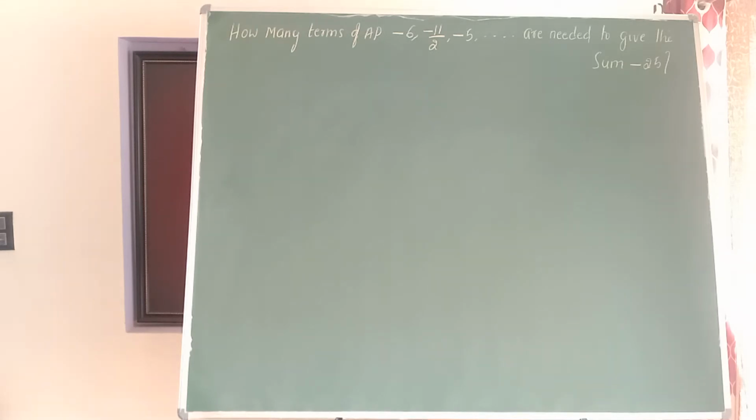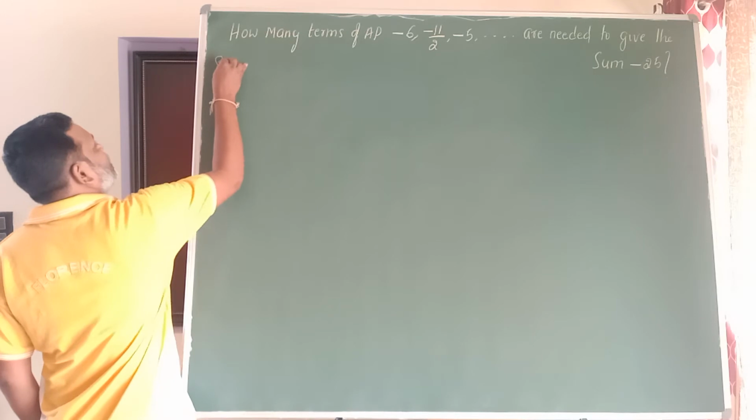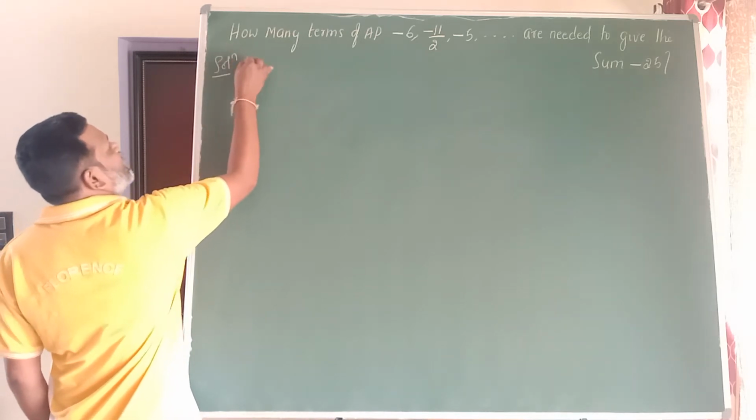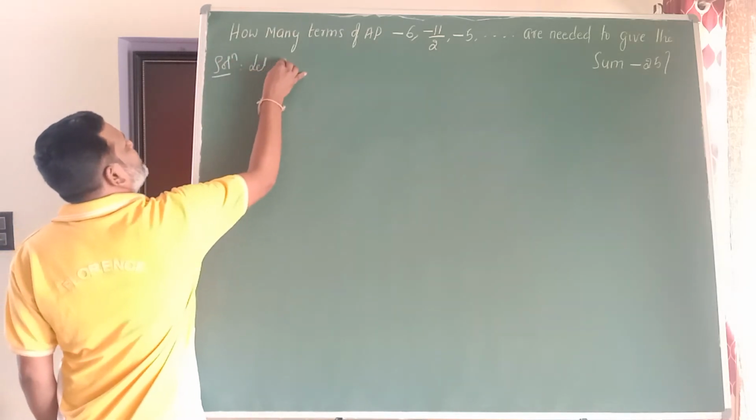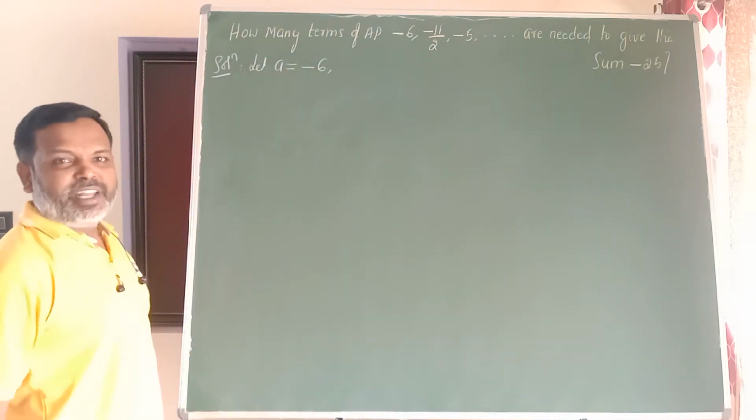So what is the question here? How many terms of the AP minus 6, minus 11 by 2, minus 5, and so on are needed to give the sum minus 25? So this is an arithmetic progression. First, we wish to collect the first term and the common difference. Let a be equal to, what is the first term here? Minus 6. a is minus 6.